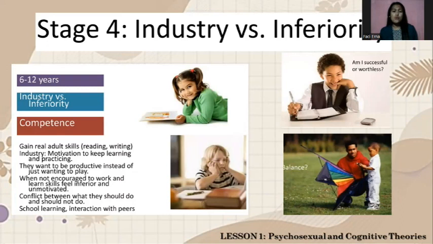When not encouraged to work and learn skills, they feel inferiority. So if that is not developed, or if they are not encouraged to do this, they will feel inferiority and unmotivated. The conflict between these two, what they should do and should not do. School learning, interaction with peers. And also the child can learn how to motivate himself or herself and not to be inferior to other peers or classmates or other people.